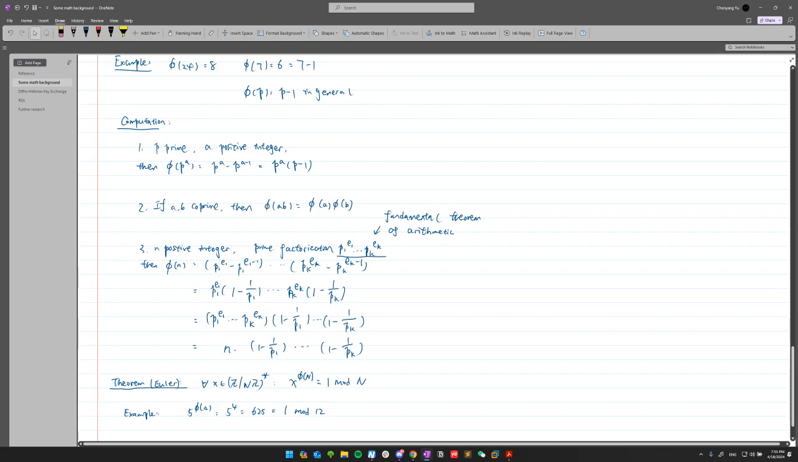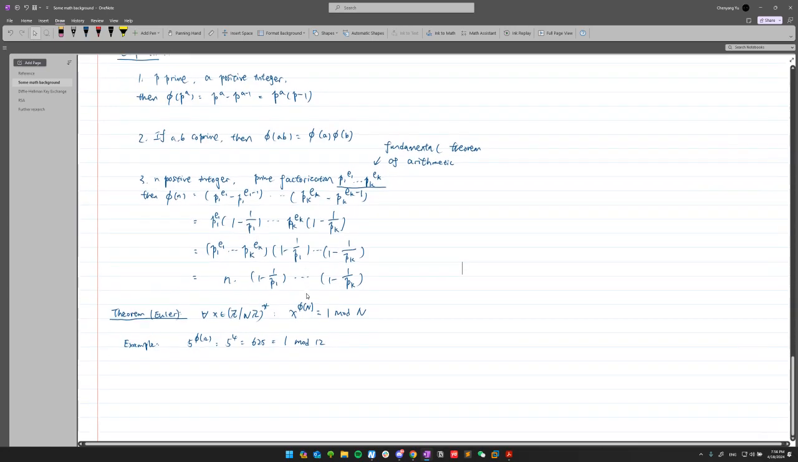So let's do some simple algebra and factor p1 to the u1 out, and then you just factor this out, and move everything to the left. Then this thing computes to n, right? So in the end, this is a general formula for computing phi(n) when n is any positive integer.